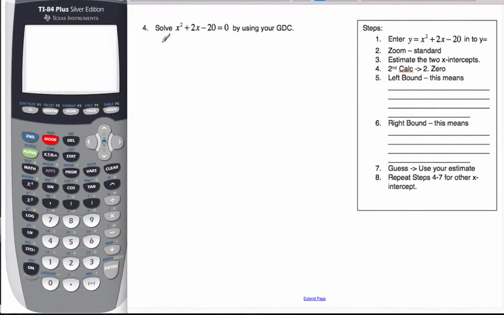Okay, so solving this problem here, we have x squared plus 2x minus 20 is 0. Solve by using our GDC. It doesn't specify how to use my GDC. The most efficient way then, in this case, is going to be polysimultaneous.